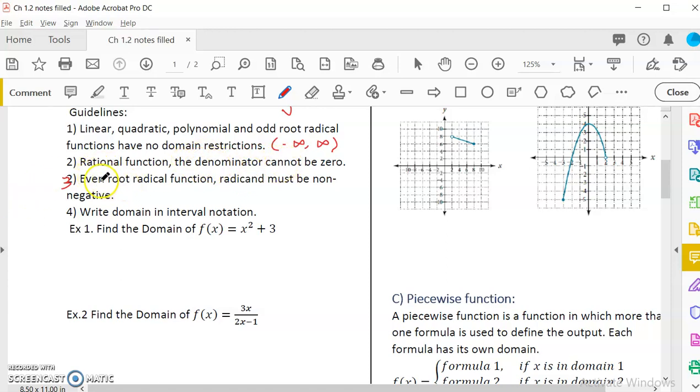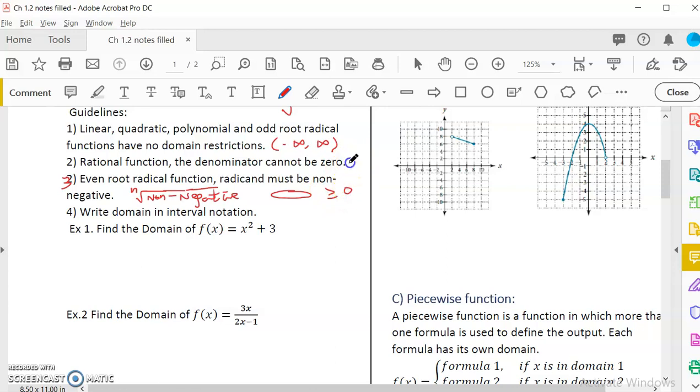The third is even root radical functions. We know that when we take an even root, like square root or fourth root, the inside must be non-negative, right? It could be 0, but cannot be negative. So your radicand, we call the inside a radicand, this expression inside must be non-negative. That means all the things inside have to be greater than or equal to 0.